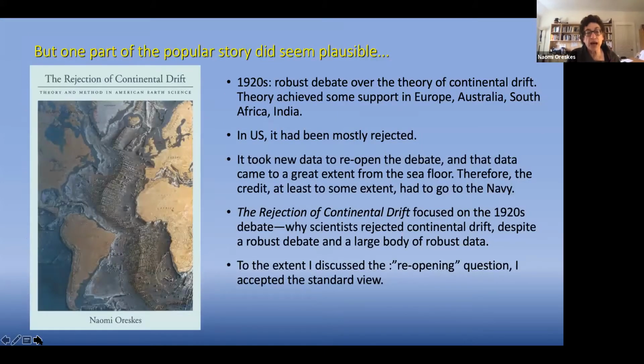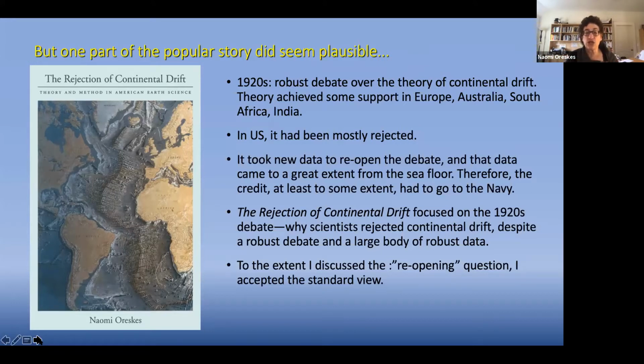Now, but that said, there was one part of the popular story that did seem plausible. So as I said, in the 1920s, there was a robust debate over the theory of continental drift, and the theory did receive some support in Europe, Australia, South Africa, and India. In fact, in the continents that were actually Gondwanaland. So the geological evidence there in some ways was more obvious to people than it was here in North America. But in the United States, it had been mostly rejected.